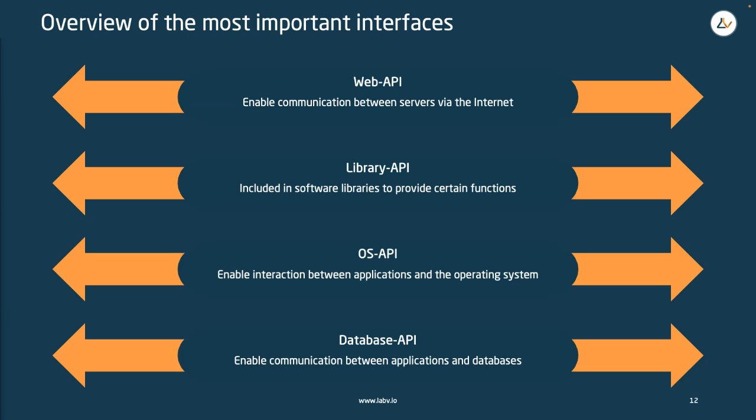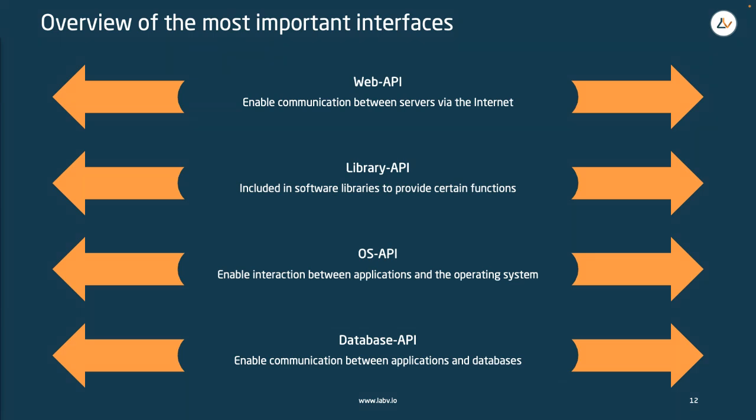The next one is called a library API. These APIs are usually included in software libraries that provide specific functions for developers to be integrated into their applications. These are standard libraries, as an example, in programming languages, such as the STL in C++ or the Java standard library. It basically helps developers manage common tasks, such as working with data structures, processing files, or even creating network requests.